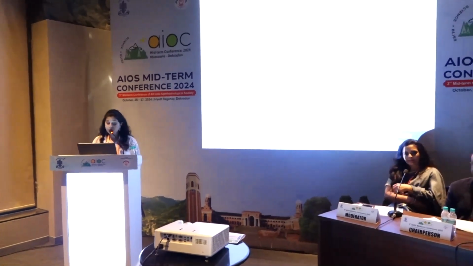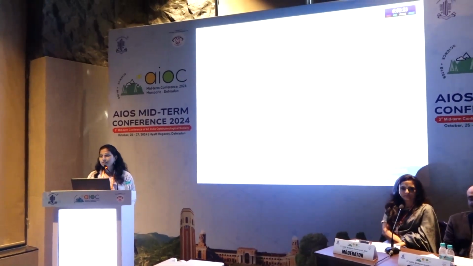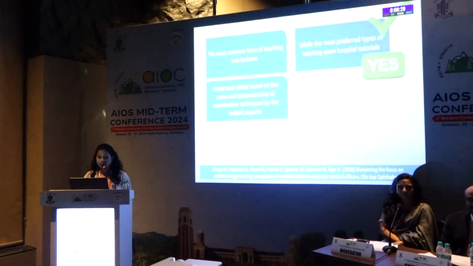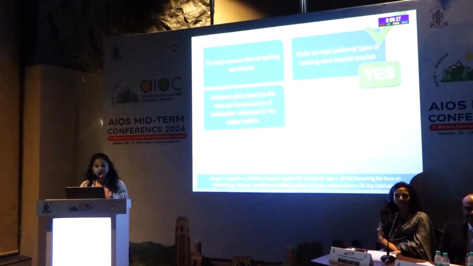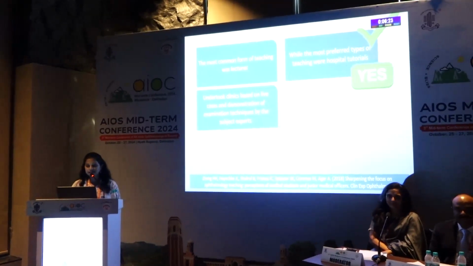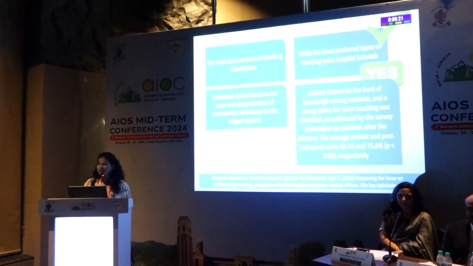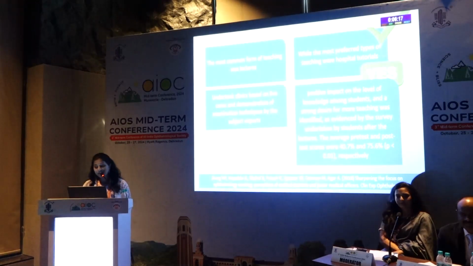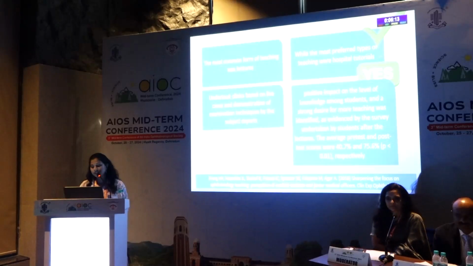So what the ophthalmology department did was go through the whole of the Australian 56 medical colleges. He made this change where he included clinic-based live cases and demonstration of examination techniques by the subject experts. And what was the result? The positive impact was on the amount of knowledge. The average pre-test and post-test scores changed from 40% to 76%, and this p-value is significant.